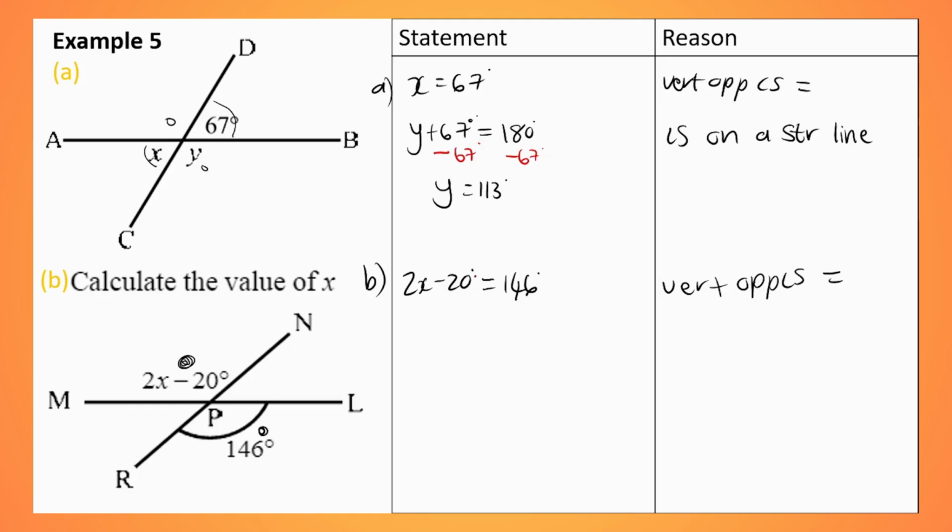So we first go plus our 20 because there's a minus 20. Remember, it's a times 2 and a minus 20. So we first plus 20 and then we divide by 2. We go divide by 2. x is going to be 83. And we're done.